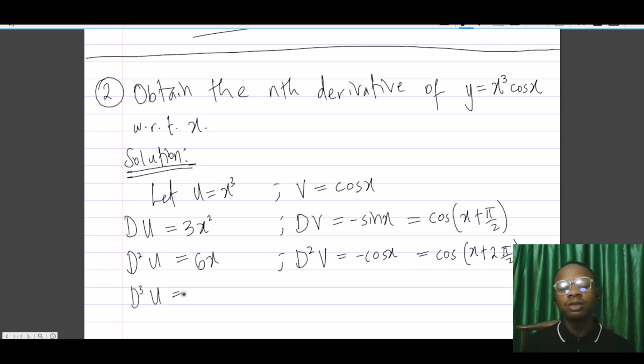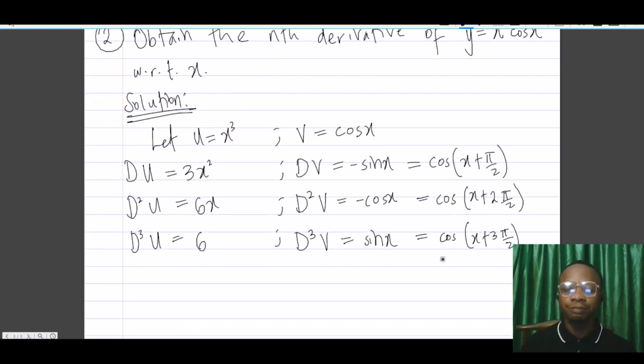The third derivative u''' is going to be 6, and v''' will be the derivative of minus cos x. You know, the derivative of cos x is minus sin x, so the derivative of minus cos x will be sin x. And we are able to see that that is the same thing as cos of x plus 3 multiplied by pi over 2, and so on and so forth.